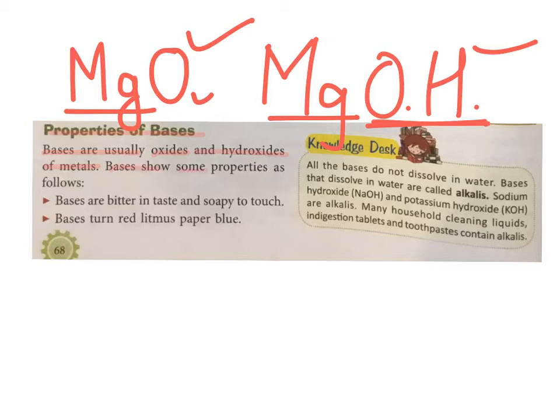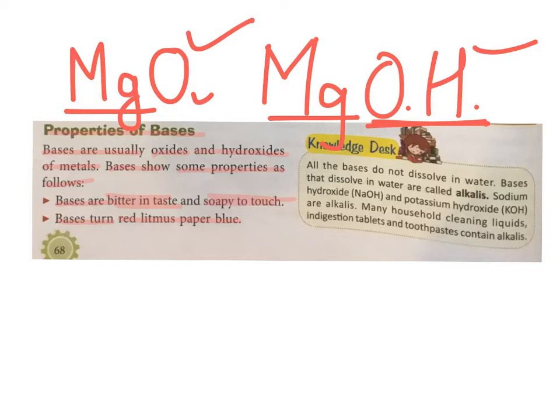Bases show some properties as follows. First one, bases are bitter in taste and soapy to touch. So the feeling which you get when you touch a soap is the soapy feeling. So when you touch a base, you will get the same feeling. Moreover, if you taste a base, it is bitter in taste. The second property is bases turn red litmus paper blue.